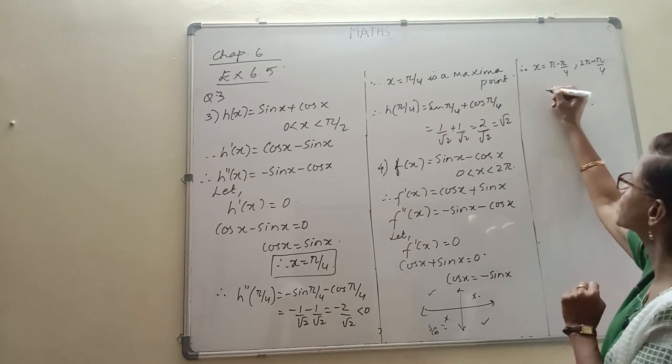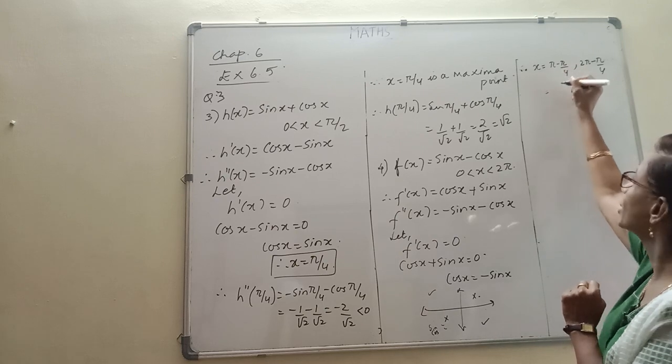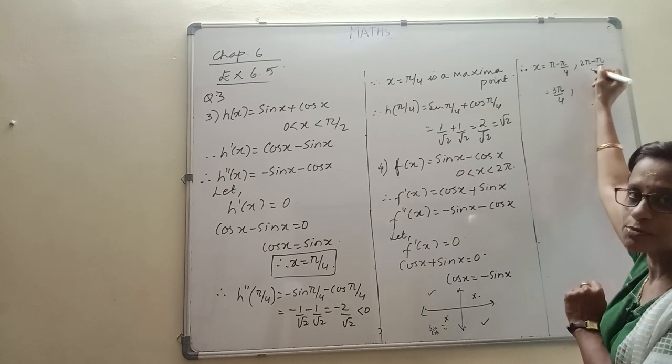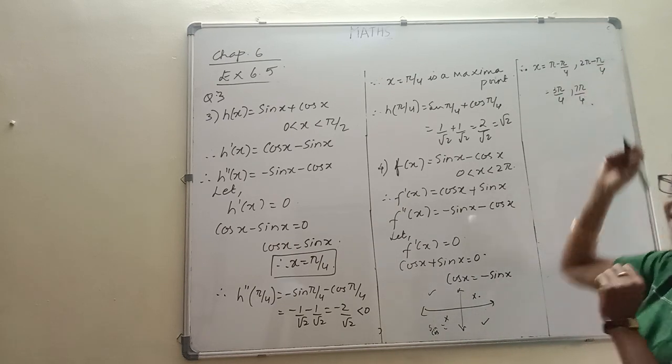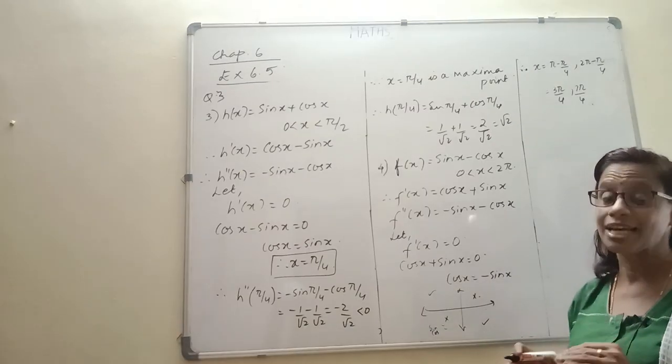Now let's check how this comes. Pi minus pi by 4, you can do all the equalizing and you get that this is 3 pi by 4. Here also you can do all the equalizing: 2 pi minus pi by 4 will come to 7 pi by 4. So these are our critical points. 3 pi by 4 and 7 pi by 4 are our critical points.